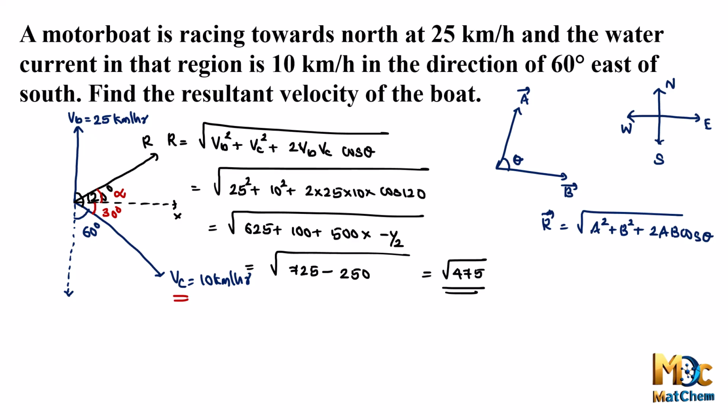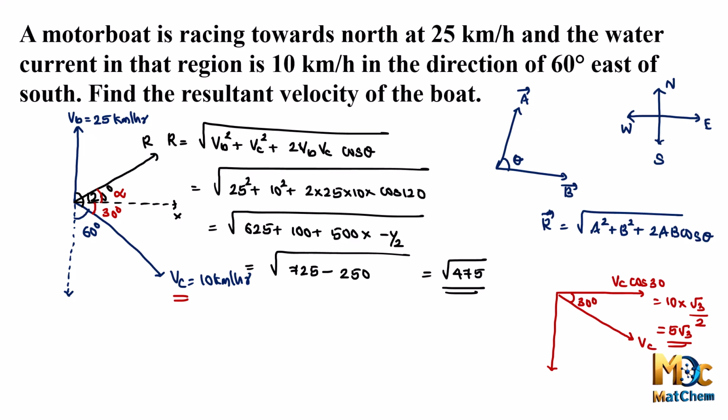The vector VC can be resolved into two components, VC cos theta and VC sin theta. I will draw it over here. Here we have the x component, here we have the y component. Here we have the vector VC making an angle 30. So this will become VC cos 30. What is the value of VC? 10. 10 into cos 30, which is root 3 divided by 2, is equal to 5 root 3.